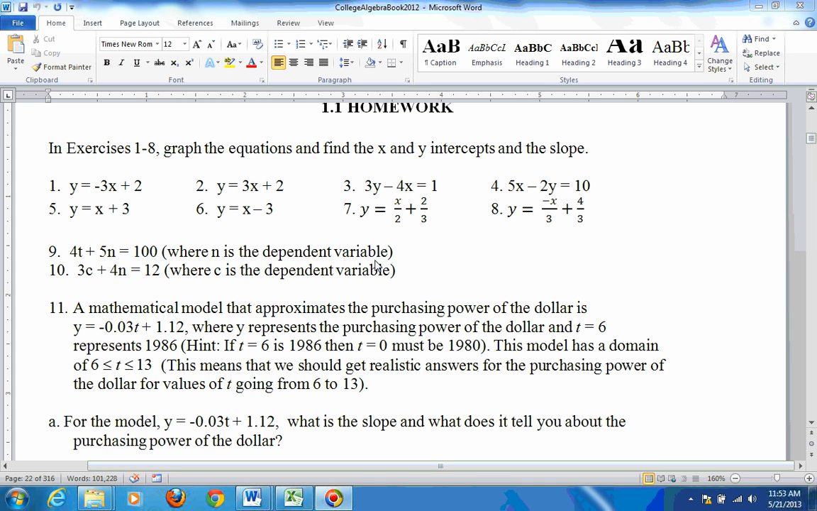Okay, this is a few homework problems. I'll do a few of the odd ones from section 1.1. Problem number 1 says graph the equations and find the x and y intercepts and the slope. First problem is y equals negative 3x plus 2.